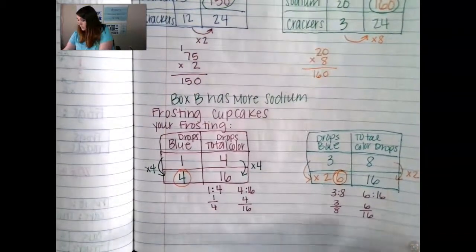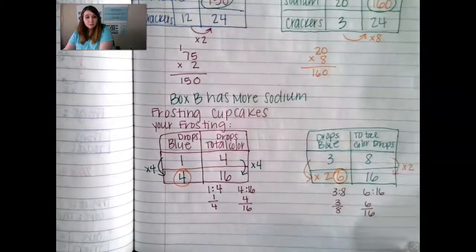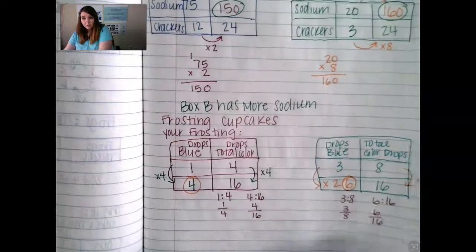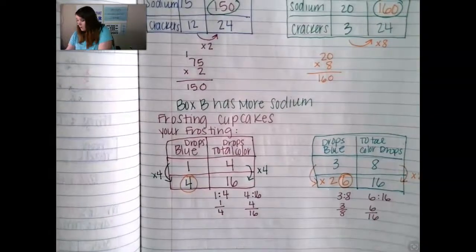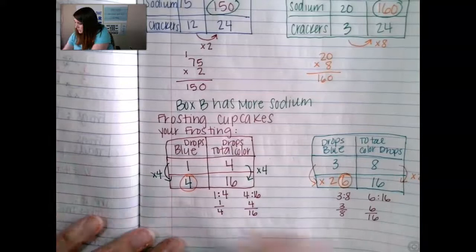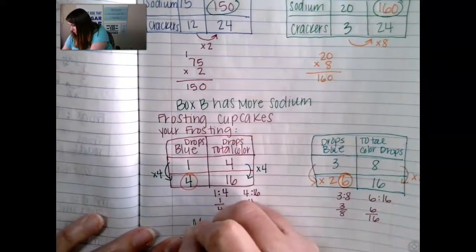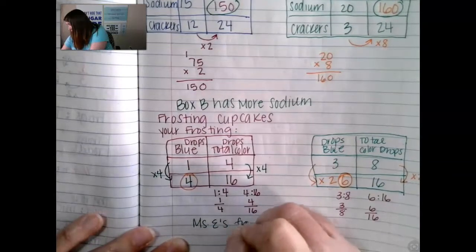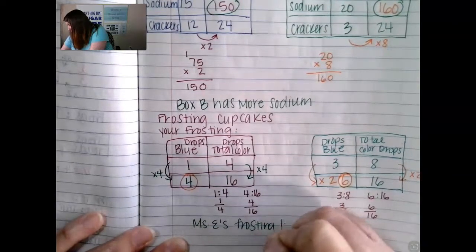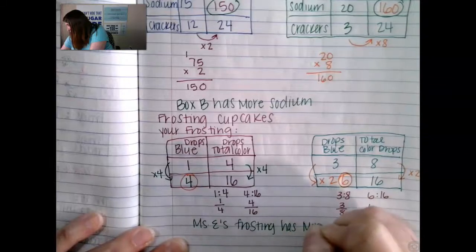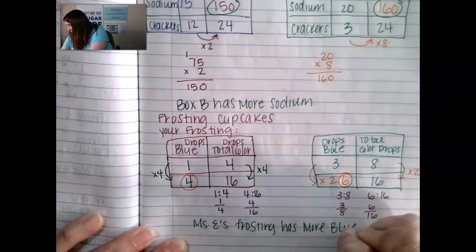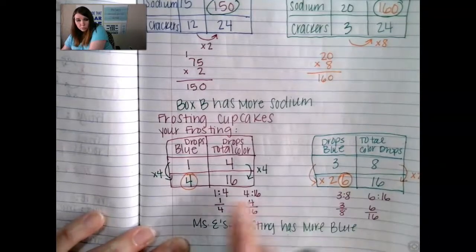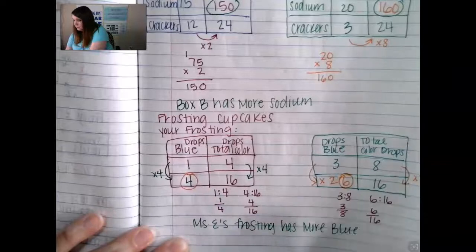Okay? All right, so right now, Cougars, it's going to be your turn to do a try it. So be sure to get all the rest of this information written down. Let's finish out what we said here. So Miss E's frosting has more blue. And that's because when we both get to 16, I have more drops of blue than you do. Just 2 more.